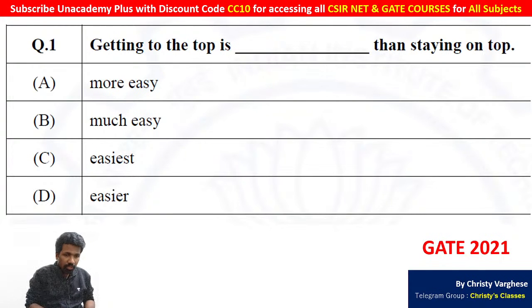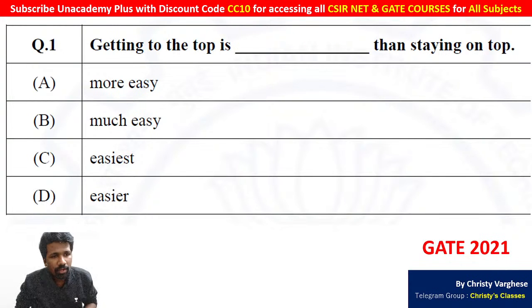Liston got option D. Anyone else? Okay, so I'll start explaining.